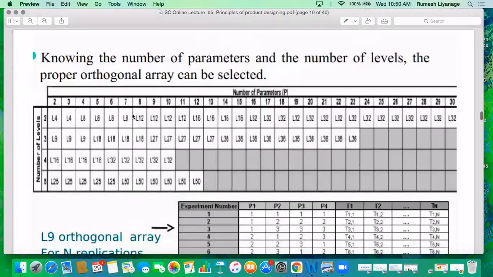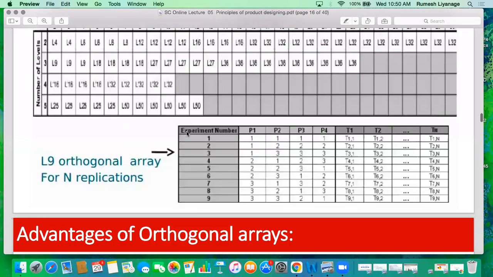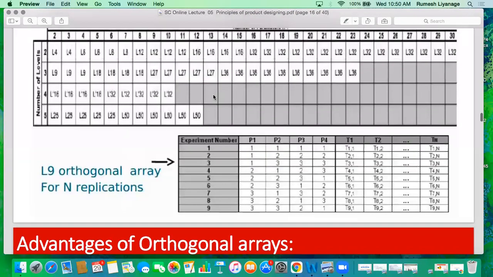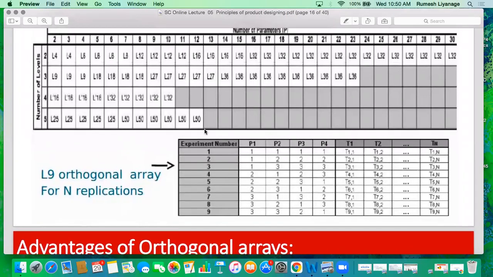If it is L9, you know, 2 or 3 factors. Here, sorry, 4 factors, right? Any factor you can use. So the method levels are 1, 2, and 3. It means 3 levels. 4 factors, 3 levels. So we have to use L9.